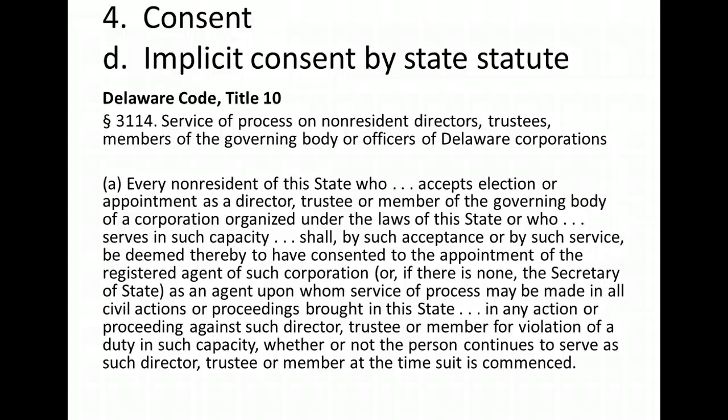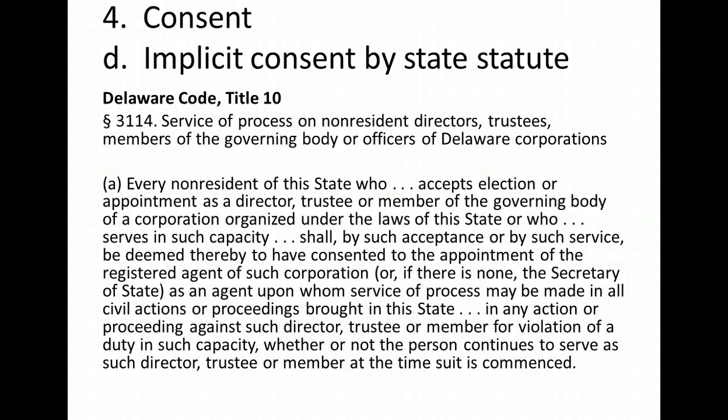And what it says is that if you accept an appointment as a director or an officer of a corporation that is incorporated under Delaware law, then by agreeing to serve in that capacity, you will be deemed thereby to have consented to the appointment of the registered agent of that corporation as an agent upon whom service of process may be made in all civil actions brought in this state, meaning the state of Delaware, in any action for the violation of your duty as a director or an officer, something that specifically arises out of your duties as a director or officer.